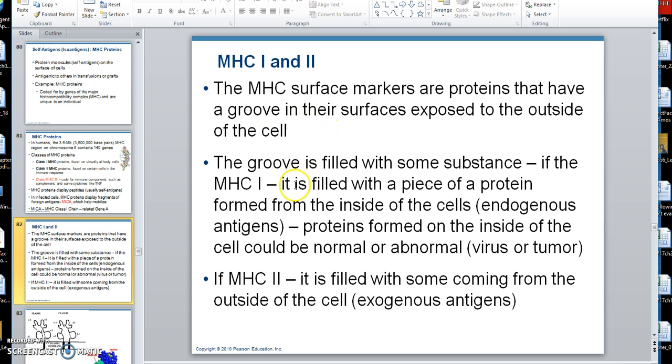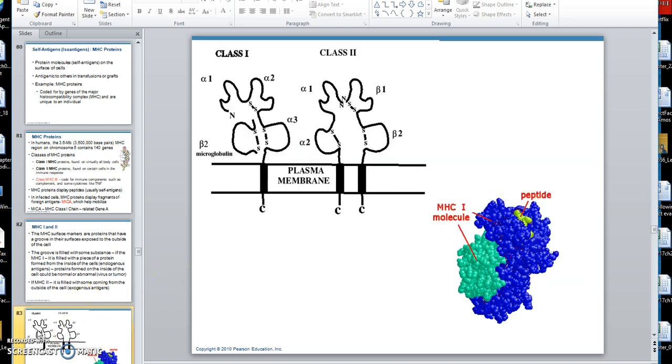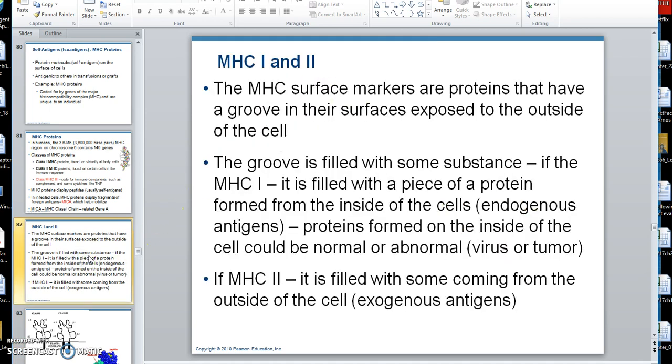So here are the MHC proteins that you have. An MHC protein, let's say it's like this here on a cell, that'd be the membrane, has a groove in it. So the MHC proteins have a little groove. And in that groove, you put a small peptide. So this would be the MHC itself, and then in there is a little piece of protein that's put in there. So the MHC surface markers have a groove in their surface. The groove is filled with some substance.